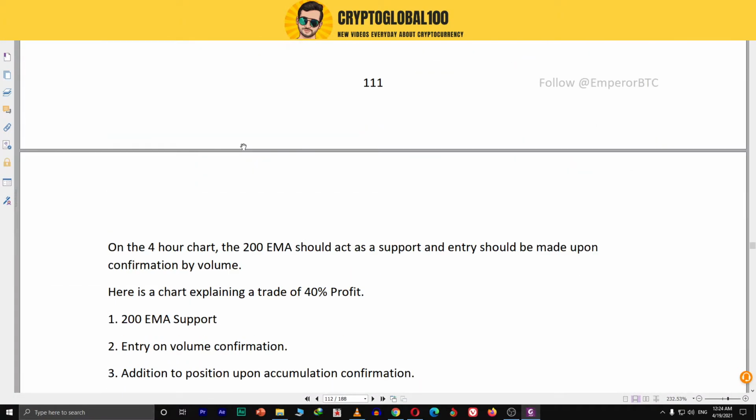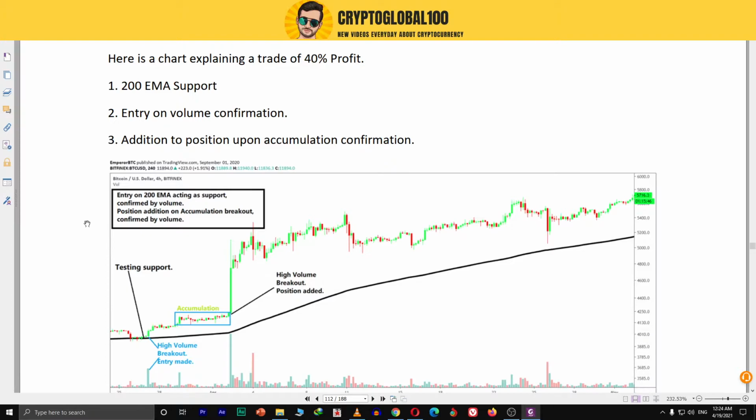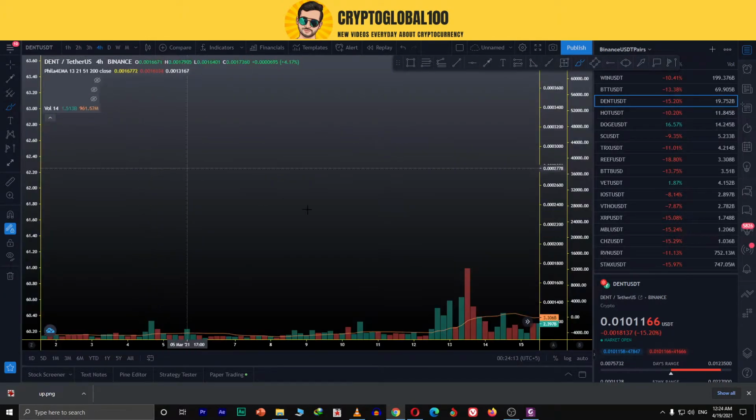Now the next thing is we need to check whether it is being spotted on the 200 EMA or not. So let's go to the 4-hour chart.